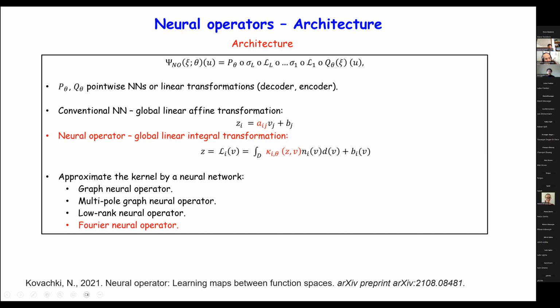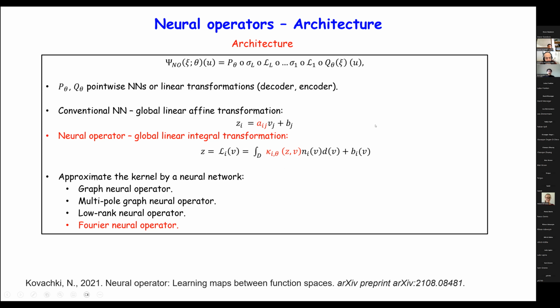And the idea that the way that we're going to extend it is in the so-called neural operator, is that we're going to replace this global linear affine transformation with a global linear integral transformation. So in that regard, we're going to construct a kernel, K_theta, and we're going to replace this A_ij v_j matrix multiplication with this kernel integration formula.